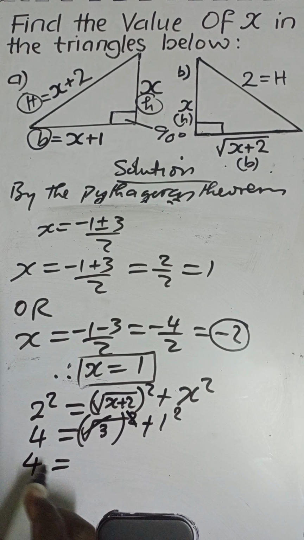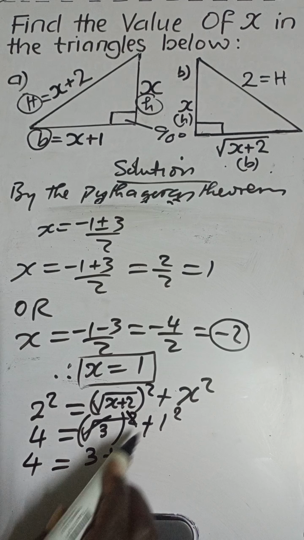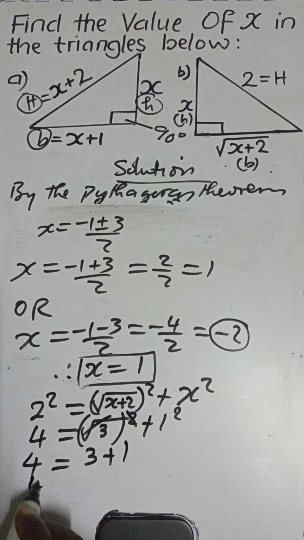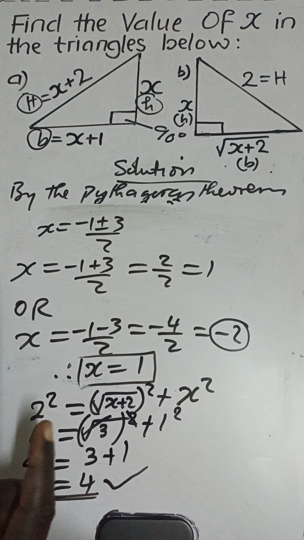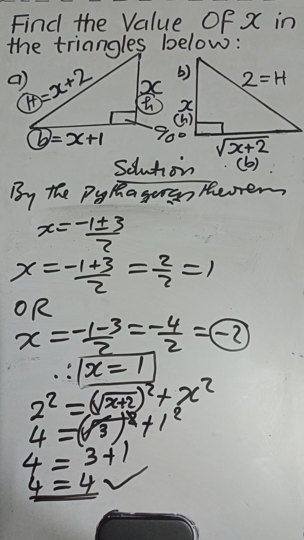Remember, square cancels square root. 3 plus 1 squared is 1. So we end up with 4 equals 4, which is a true statement. Therefore, the solution, or the value of x for the triangle in question B, is the value x equals 1.